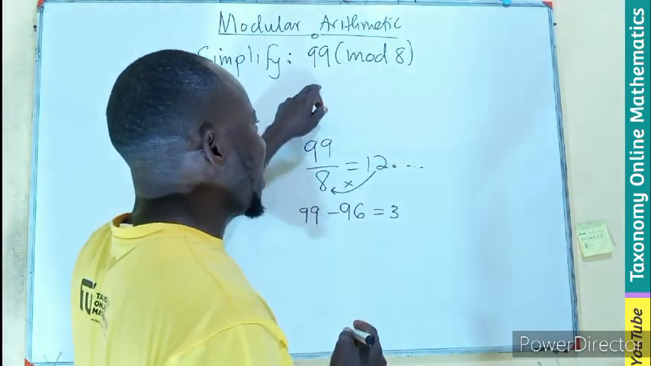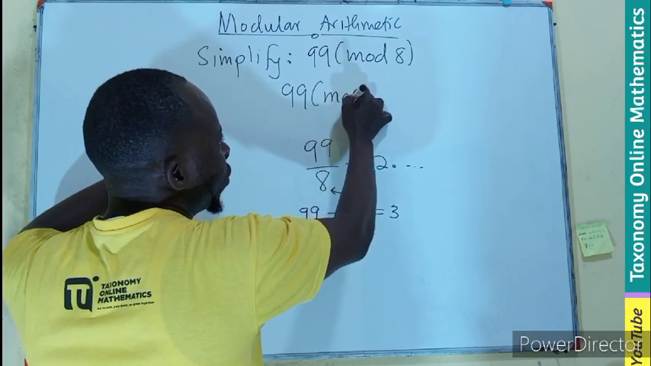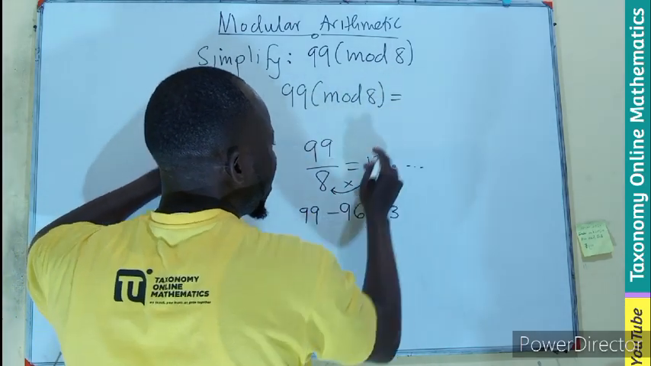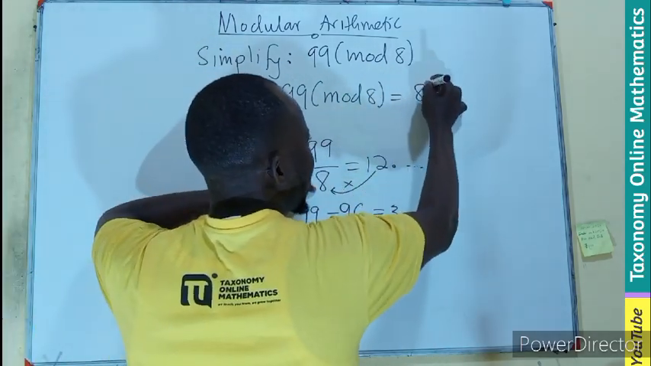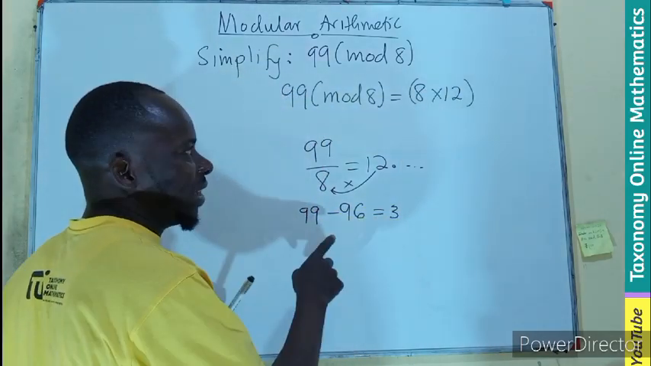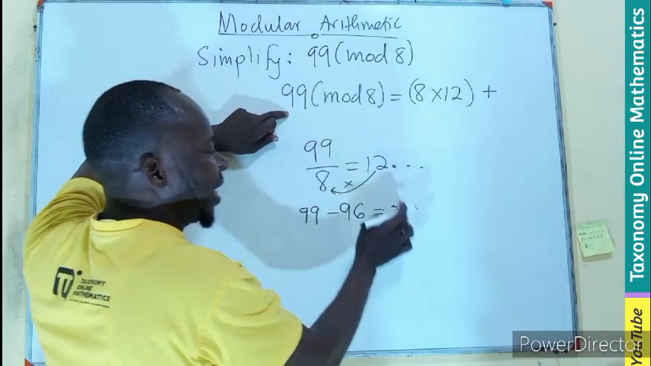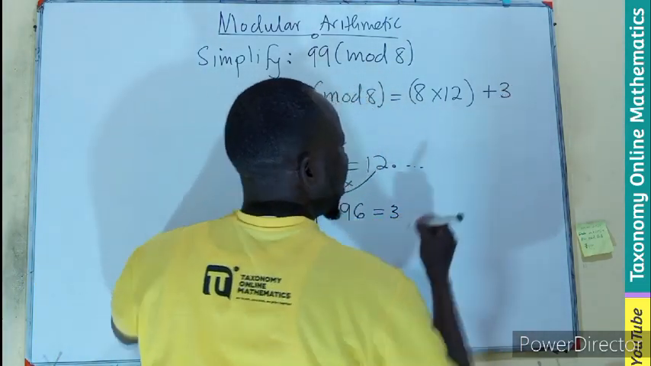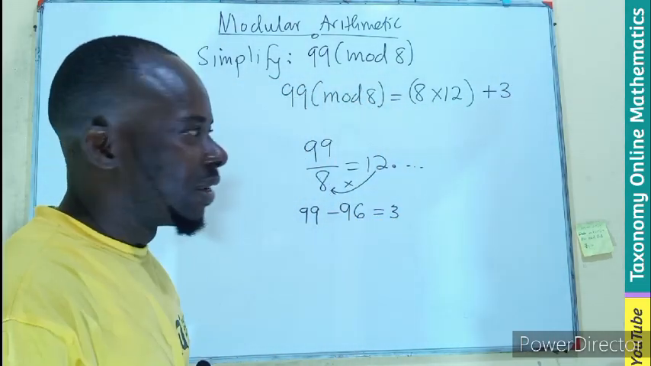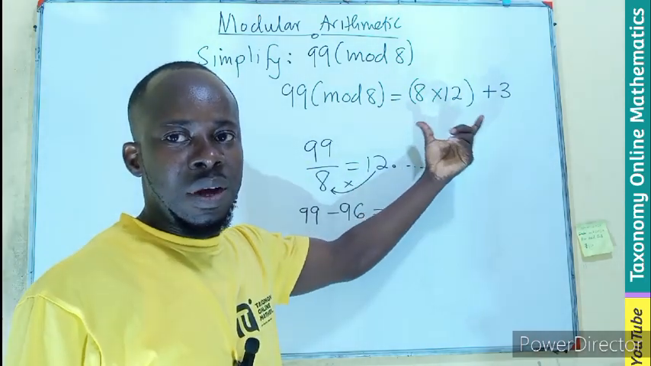So in solving this, our 99 in mod 8 will be 8 times 12. 8 times 12 gives us 96, plus what value will give us 99? And that value is going to be what? 3. You see that? So this is what we are interested in, not the quotient when we multiply.